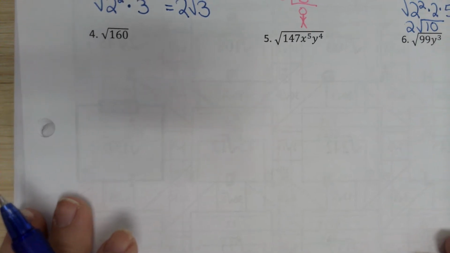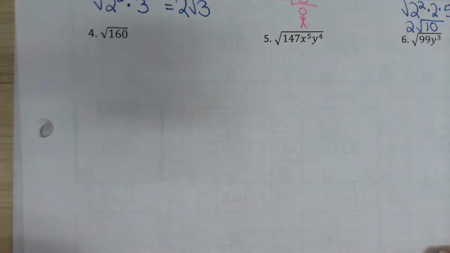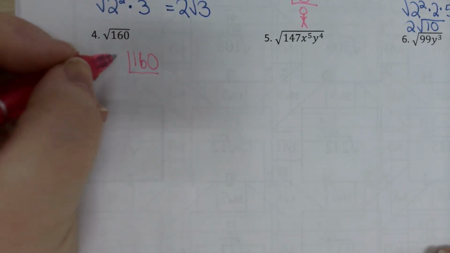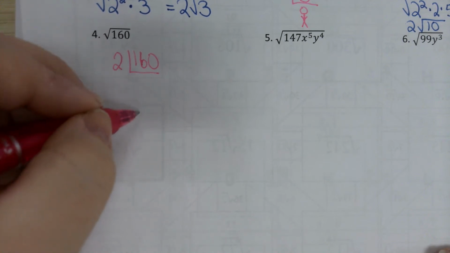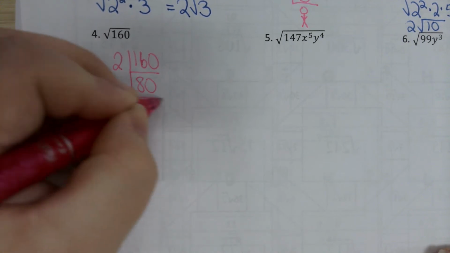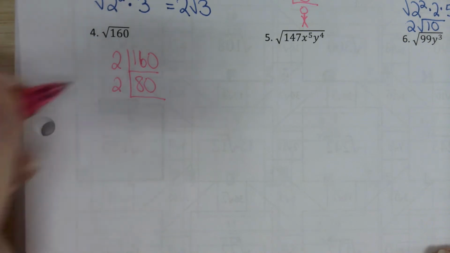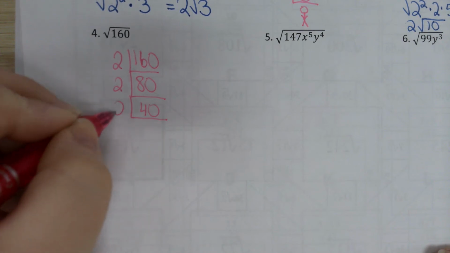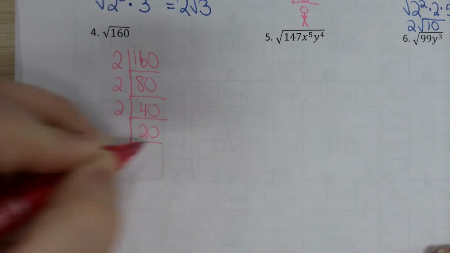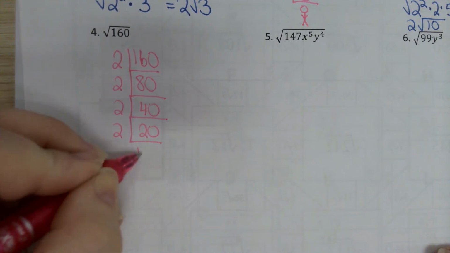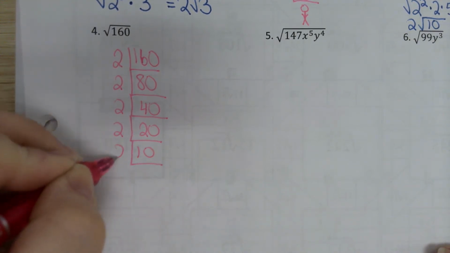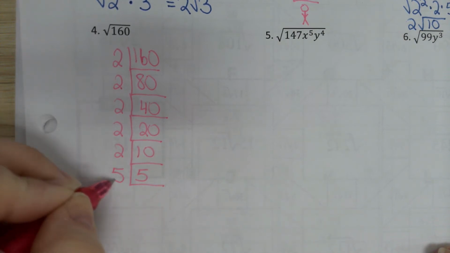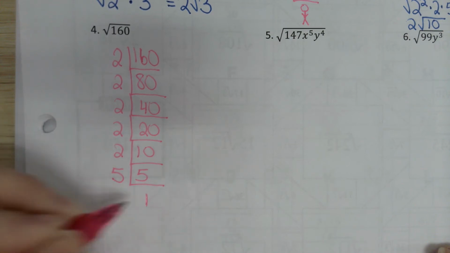How about 160? This time I'll use a ladder. A prime number that goes into 160 is 2, 80 times. 2 goes into 80, 40 times, 2 goes into 40, 20 times, 2 goes into 20, 10 times, 2 goes into 10, 5 times, and 5 is prime, so it comes out, leaving just a 1 at the bottom.